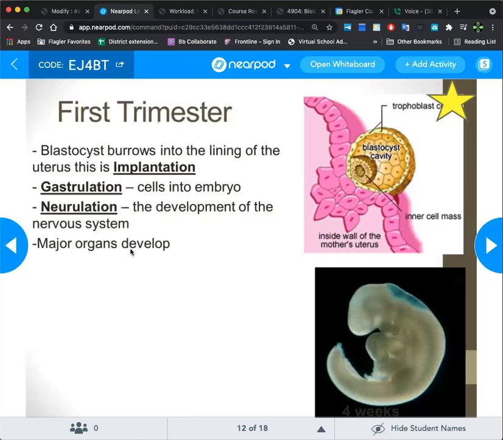And then pretty much all the major organs develop, and they may not be functioning yet, but they are developing. So keep that in mind. A lot of what your EOC is going to ask is going to be in terms of how different chemicals and things that the mother takes in are affecting the pregnancy early on, because it's so vulnerable at this time, because so much is being developed in the first trimester.